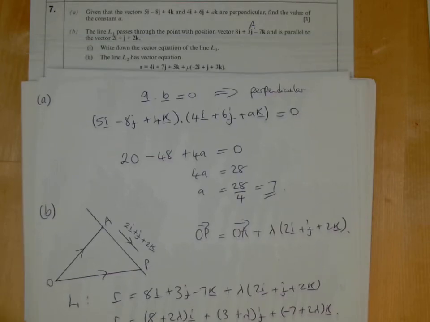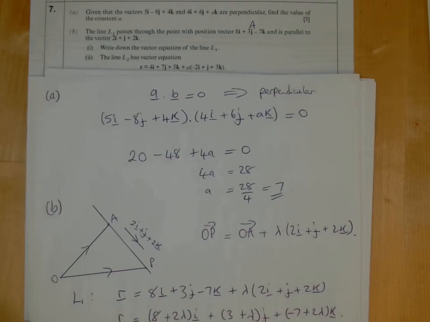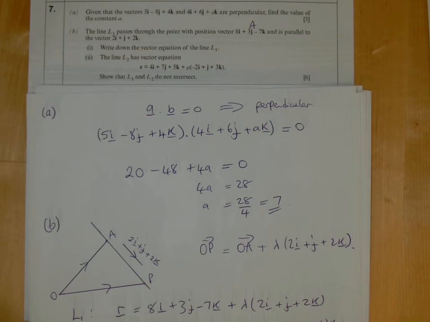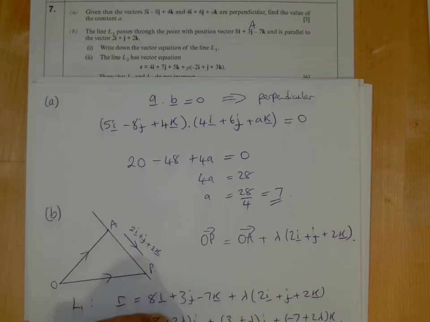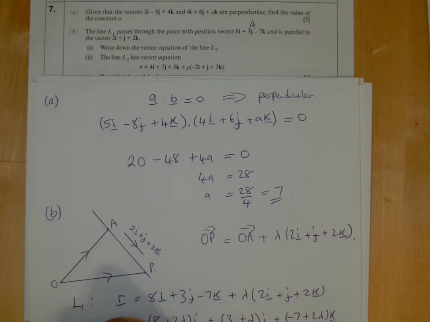Now what does it say here? Part 2 then. The line L2 has this vector equation. Show that L1 and L2 do not intersect. So they don't intersect. What I'll do now is write this down, and I'm slightly off the screen here, but I'll write down this line L2, and then I'll pull it back onto the screen. So if I write it, I'll group it together.